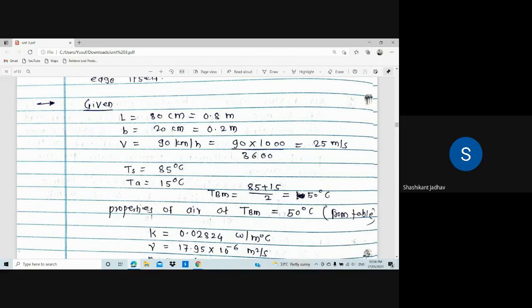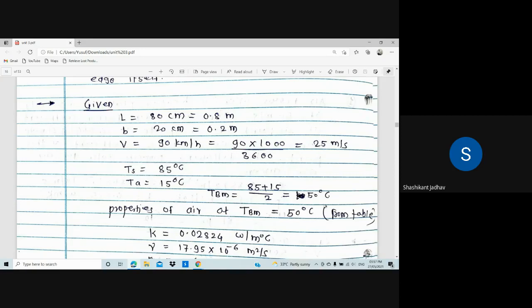Then velocity is given as 90 kilometer per hour. So we have to convert into meter per second. 90 into 1000 divided by 3600, we get the value in meter per second, that is 25 meter per second. This is the velocity. Then surface temperature is given as 85 degrees Celsius, that is TS, and TA is 15 degrees Celsius, the ambient or air temperature.